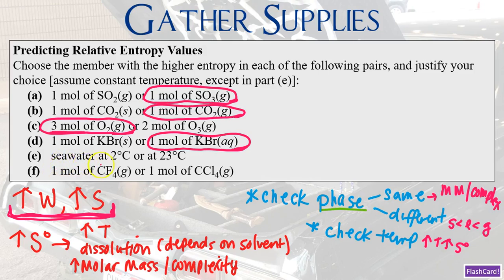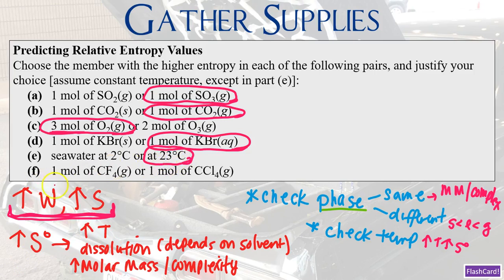Now for letter E, we simply have seawater at 2 degrees Celsius or at 23 degrees Celsius. Since seawater is the same, it's going to be liquid seawater at that point. All we see here, all the information they give us, is an increase in temperature from 2 degrees Celsius to 23 degrees Celsius. So the one I'm going to choose is obviously going to be seawater at 23 degrees Celsius. Why? Because you're going to increase the standard entropy, of course, or have a higher entropy when you have a higher temperature. A simple way of saying that is entropy increases with rising temperature, folks.